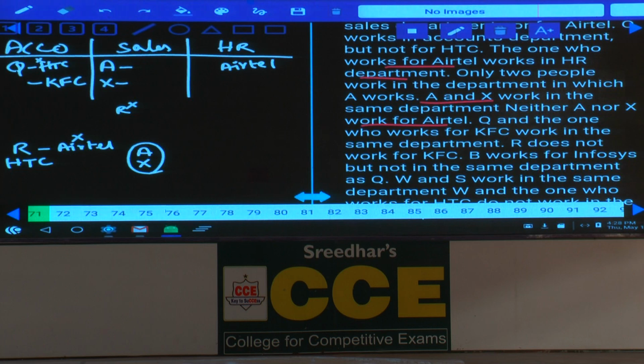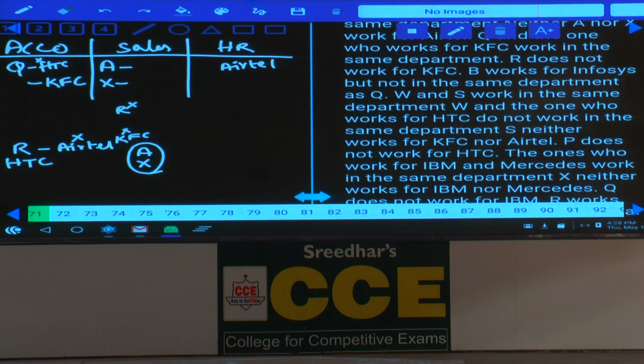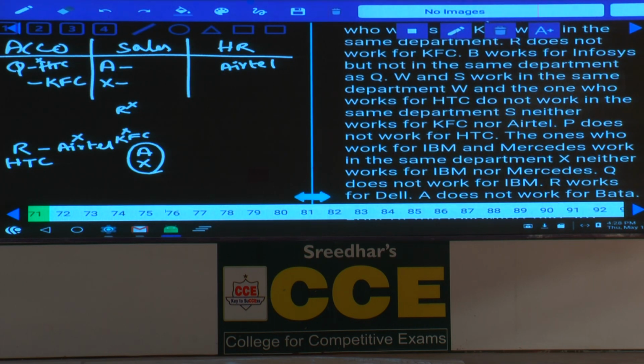And next one, R does not work for KFC. R does not work for Airtel, and R does not work for KFC. Next one. And B works for Infosys, but not in the same department as Q. Now B cannot be in accounts department. B cannot be in sales as well. Hence B must be HR. And this B is working in company Infosys is also clearly given, isn't it? B works in Infosys.